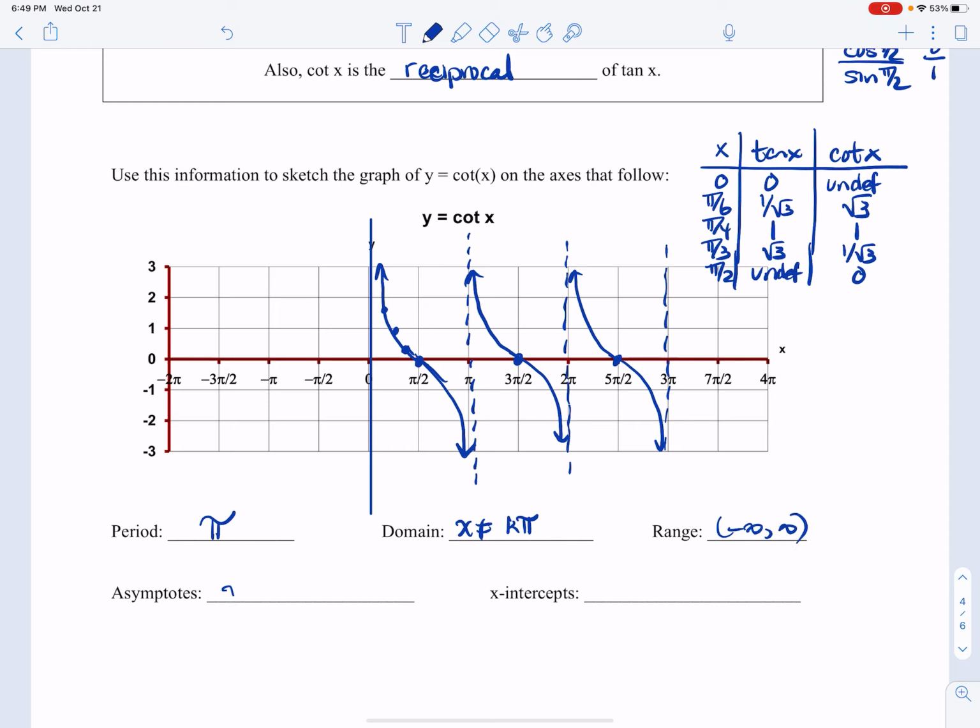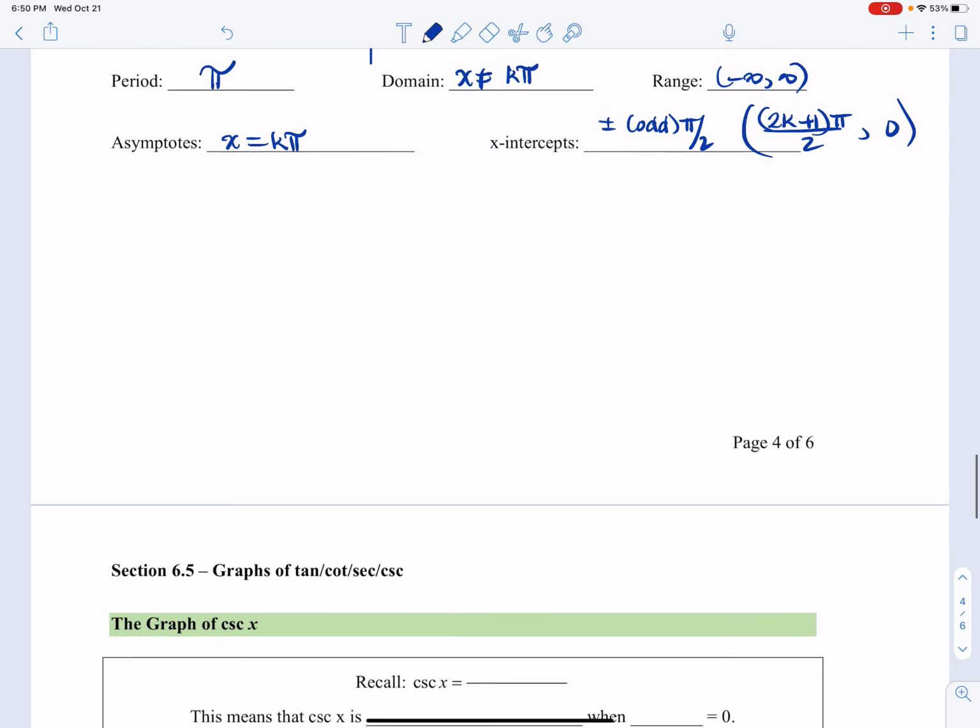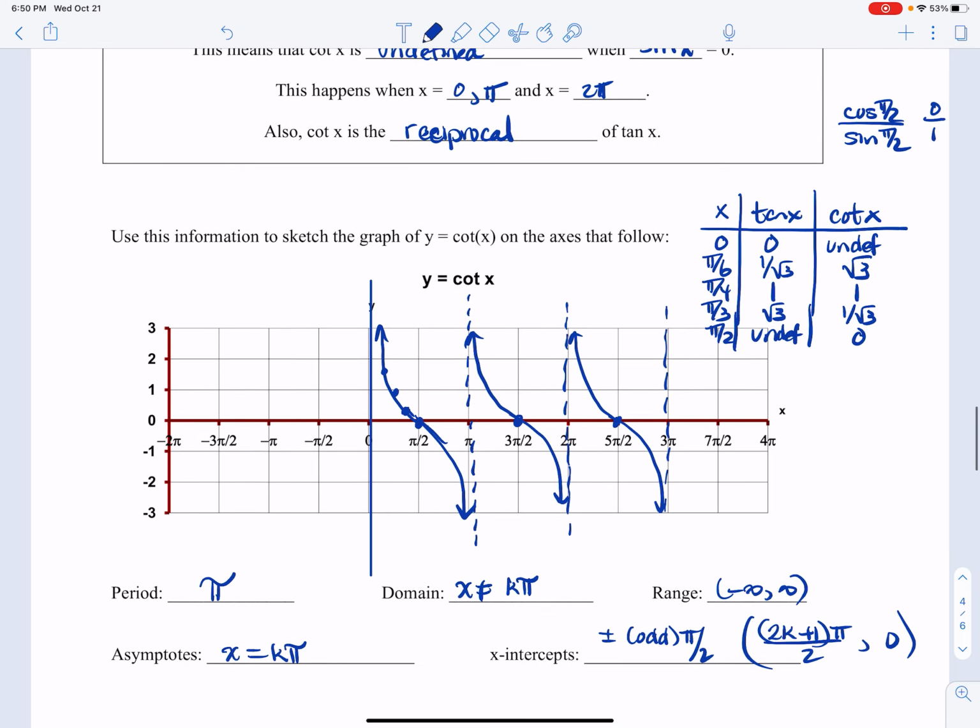We have asymptotes where the domain is restricted. So x equals any integer multiple of pi. And the x-intercepts, I'm just going to call plus or minus the odd pi's over 2. Which, remember, we can write in a fancy way, (2k plus 1) pi over 2. Okay? Oh, and that's comma 0, of course. So there's all the ins and outs of cotangent. I just want to make sure, yep, here's all the ins and outs of cotangent.